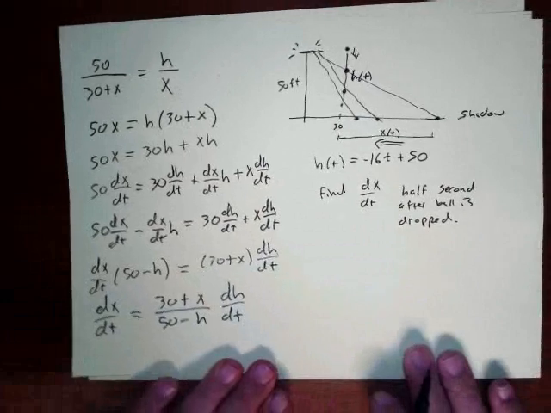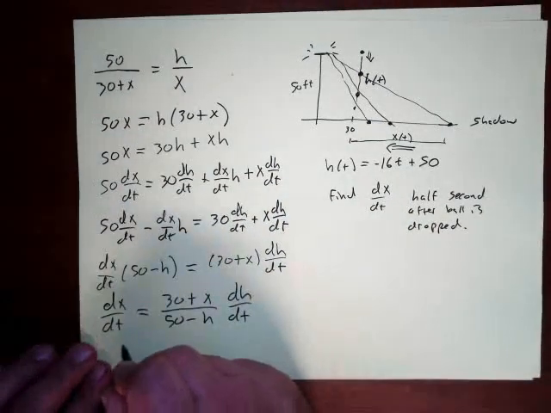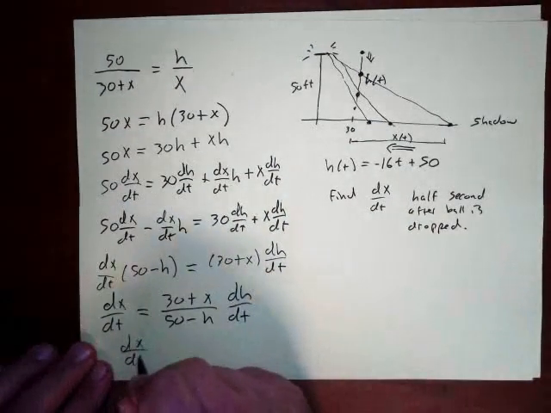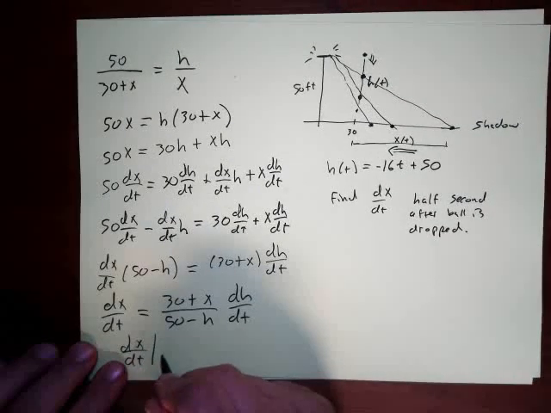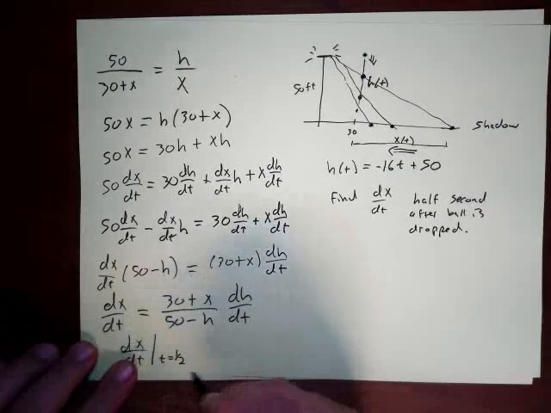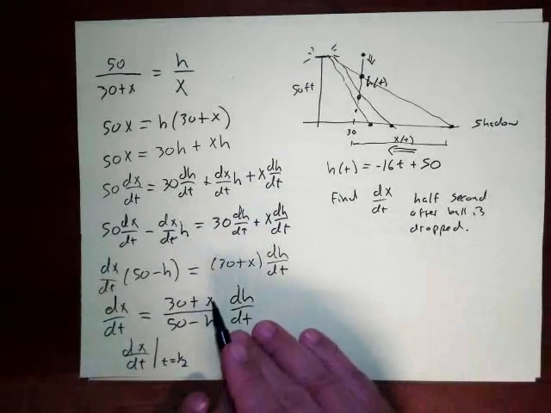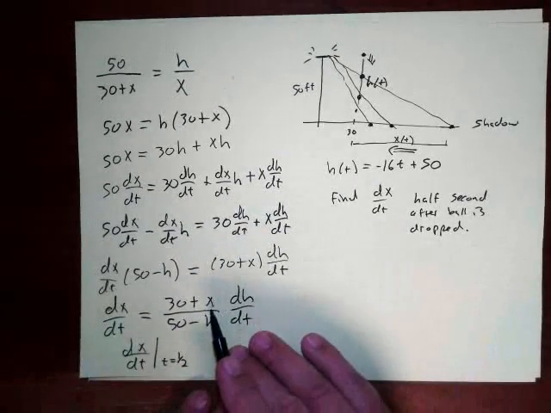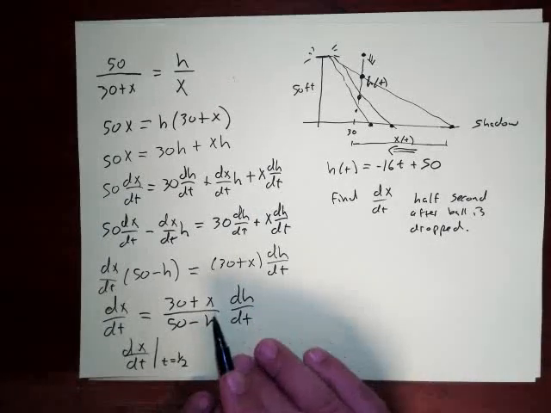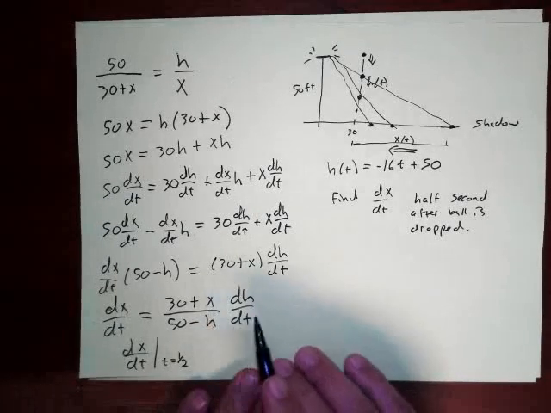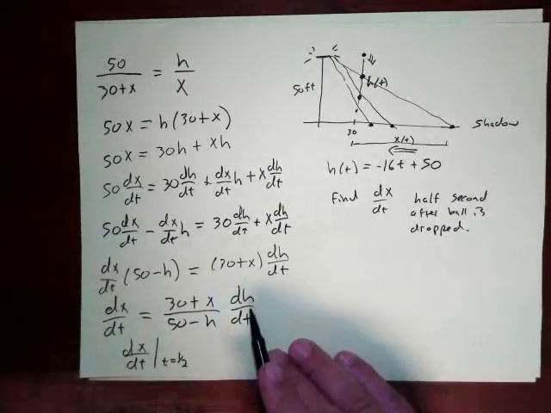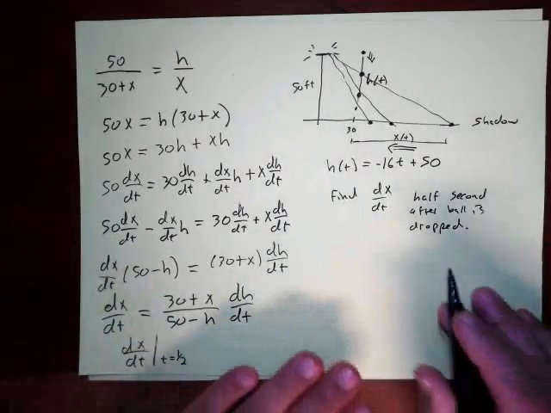Okay, so now let's think about what we want. What we want is dx dt when t is a half second, right? So what are the things that I need? I need to know what x is after half a second. I need to know what the height is after half a second, and I need to know what the derivative dh dt is after half a second.